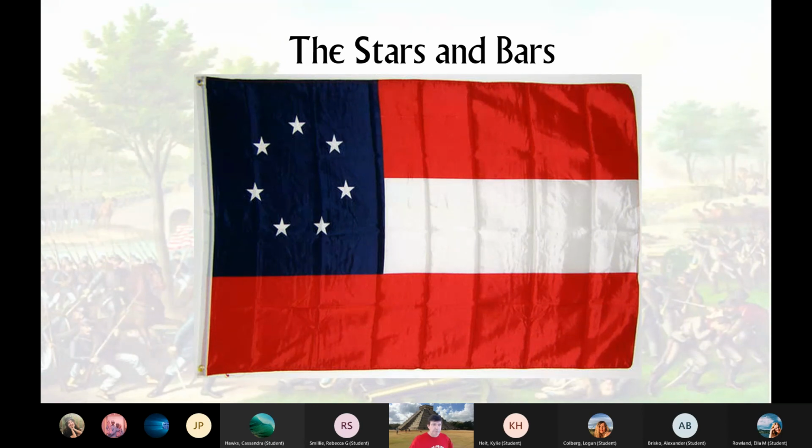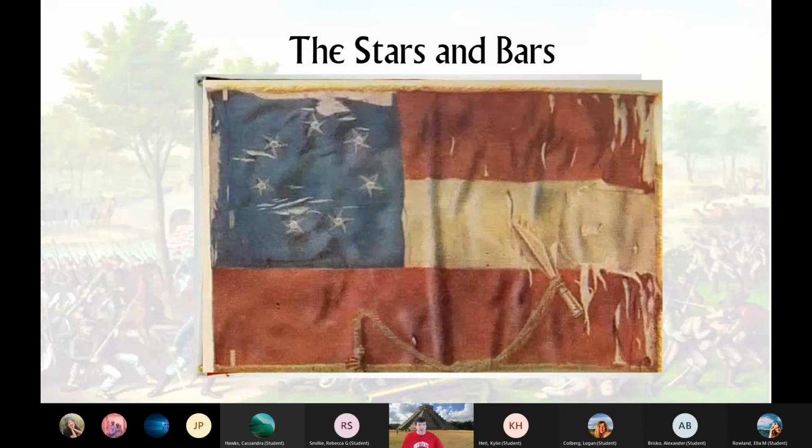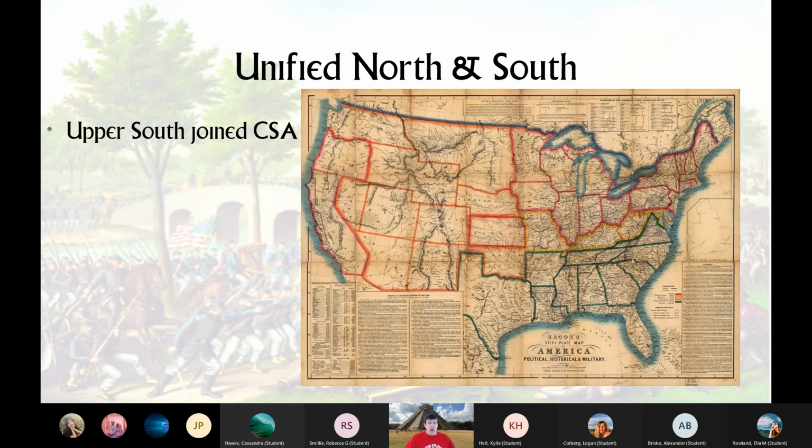But after Sumter, other states joined. So eventually they would have 11. Here's a flag from the very beginning of the war. The Stars and the Bars. The result of Sumter and the surrender at Sumter would be a unified North and South. The North unified for Union, and the South, this brought in the Upper South. Arkansas, Tennessee, North Carolina, and Virginia joined the Confederacy.